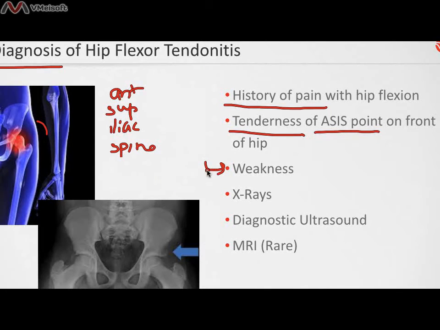There's also weakness that happens. X-rays can also help with the diagnosis. We want to be concerned about an avulsion fracture where the tendon actually takes some bone with it. You can also use ultrasound and MRI in more severe cases.